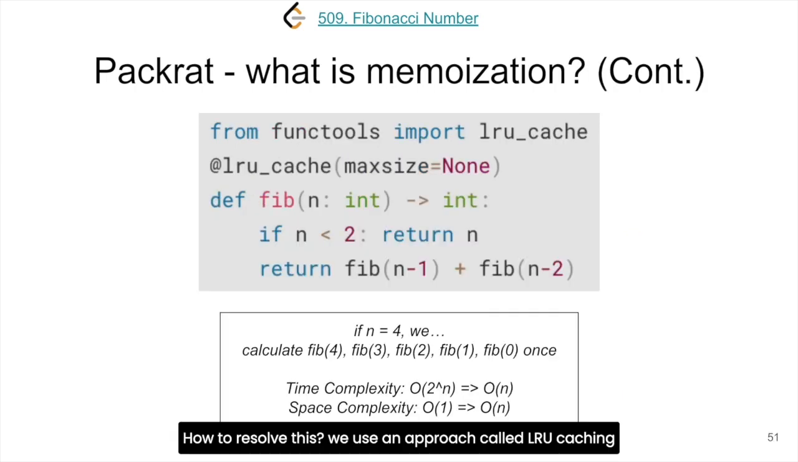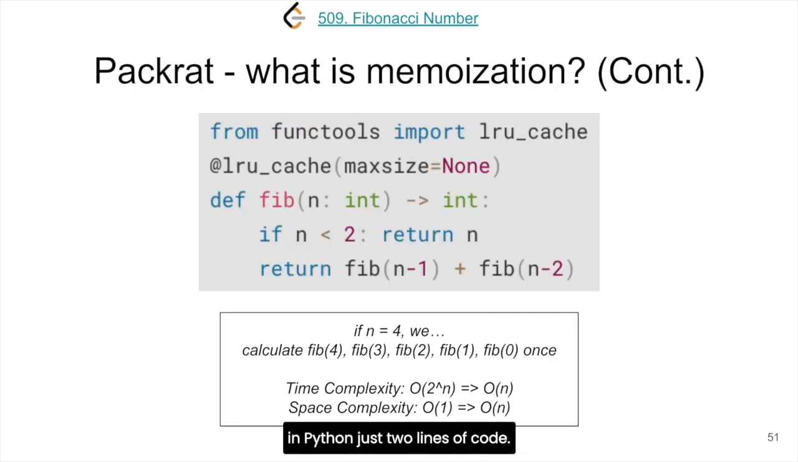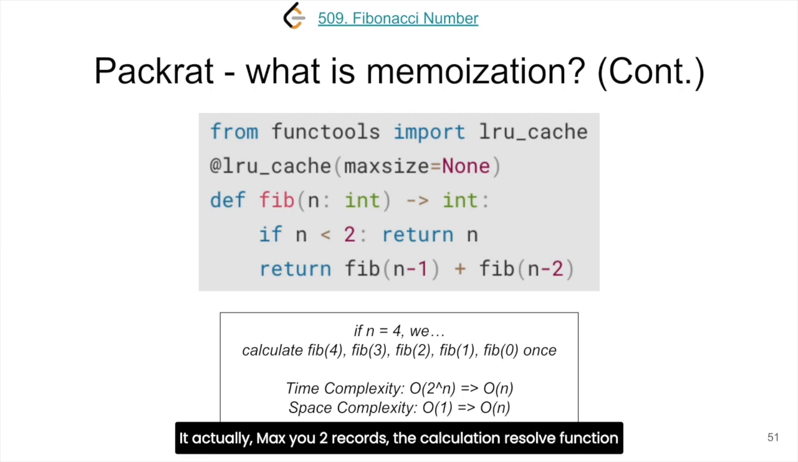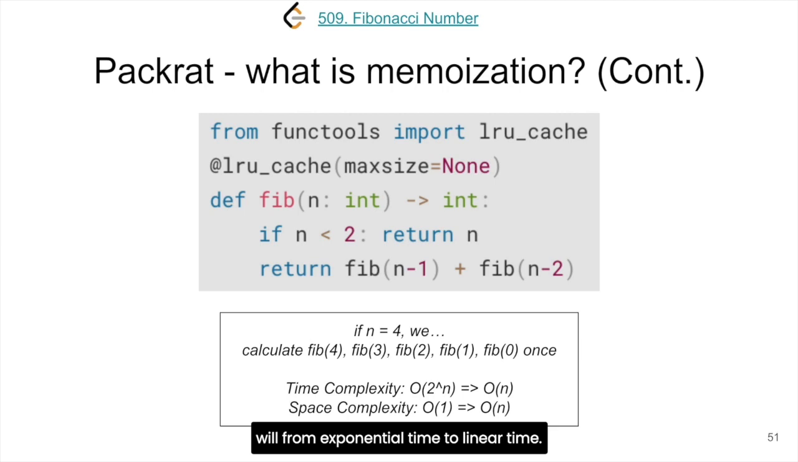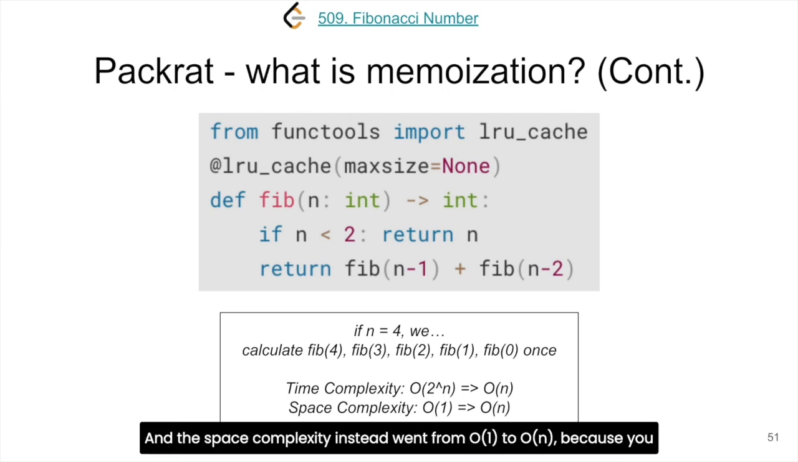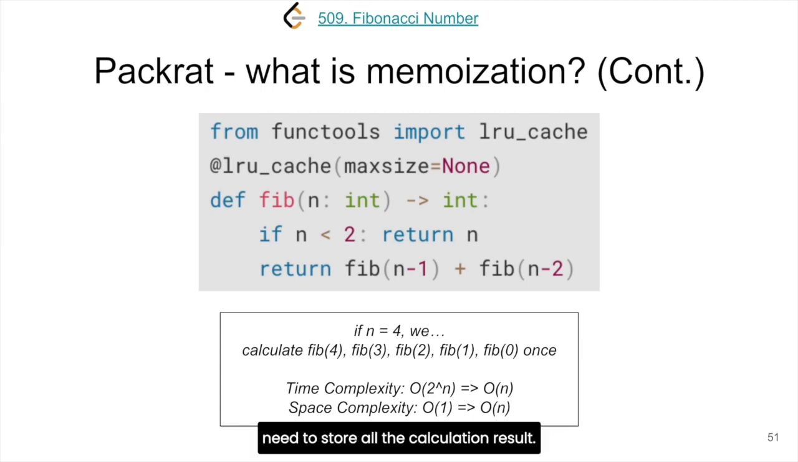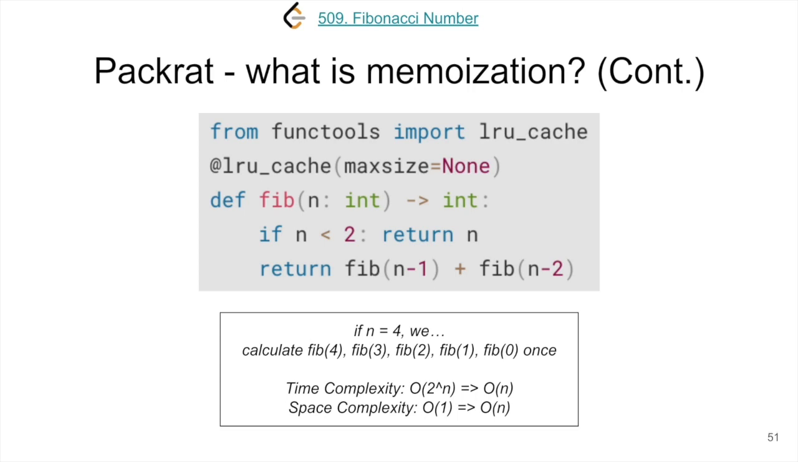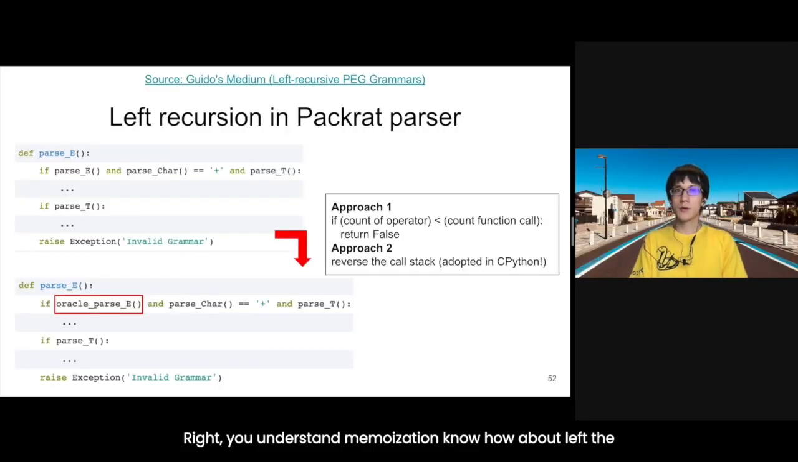How to resolve this? We use an approach called LRU cache in Python, just 2 lines of code. It lets you record the calculation results of the function somewhere in memory. And then you no longer need to calculate a number you have already calculated. The time complexity in this case goes from exponential time to linear time. And the space complexity instead goes from O(1) to O(n) because you need to store all the calculation results. Right, you understand memoization now.